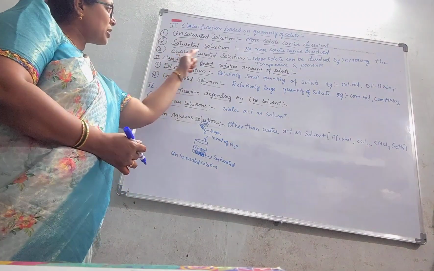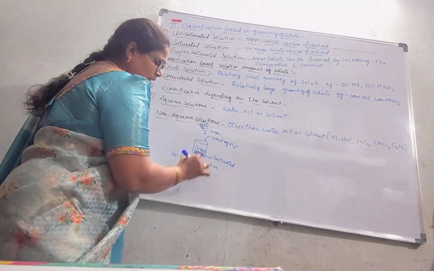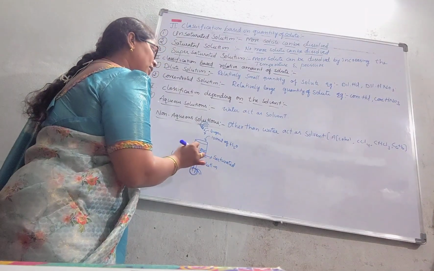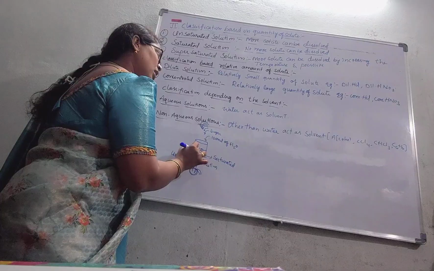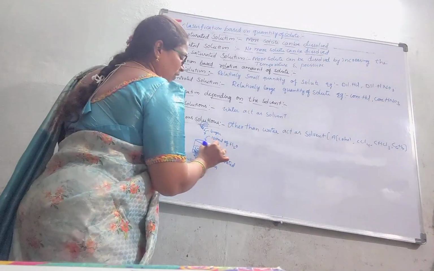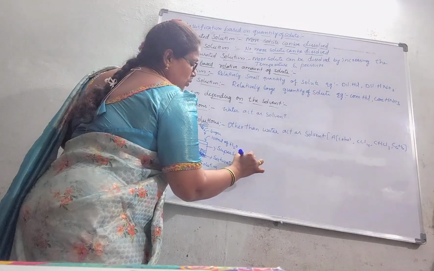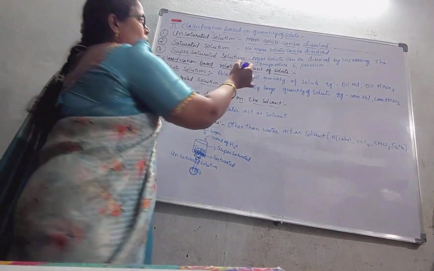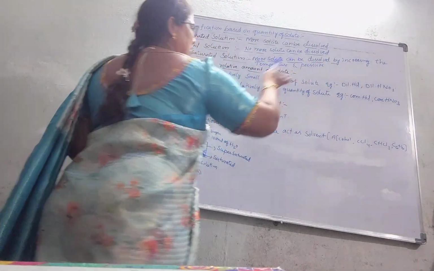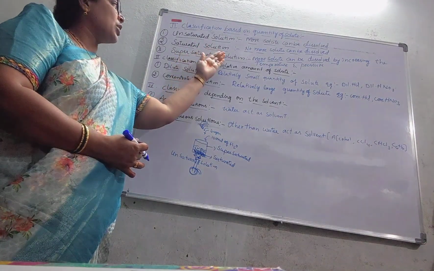Then what is supersaturated? If you heat this saturated solution using a Bunsen burner or a spirit lamp, what will happen? More solute can be dissolved. That is called a supersaturated solution. More solute can be dissolved by increasing the temperature and pressure.